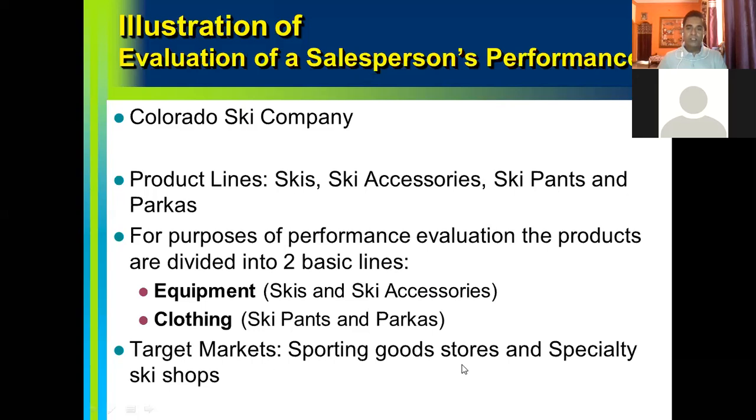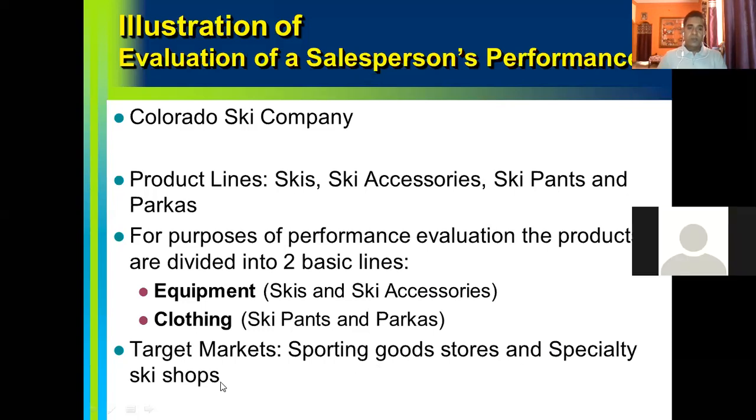One is sporting goods stores, which means a general sports store. Say, for example, Decathlon in India, you might be aware. The other is specialty ski shops. Specialty ski shops are specialty retail stores that specialize only in selling skis, ski accessories, ski pants, and parkas. They don't sell the goods of other sports.